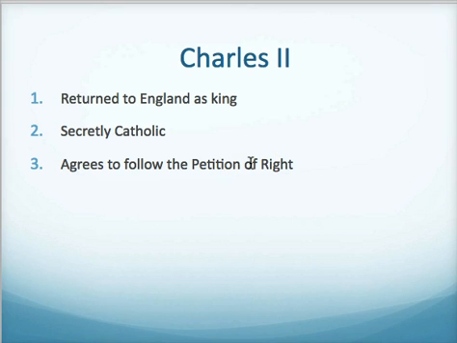Now, one of the things, Charles II, he is the son of Charles I. Remember, Charles I is the one who was beheaded when Oliver Cromwell comes to power. Charles II is the smart son. He was over in France. The English come over and they pick him as king. They say, we'd like you to come back and rule. He did not want to make the same mistakes his father made.